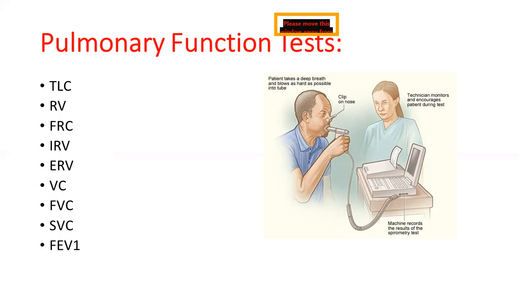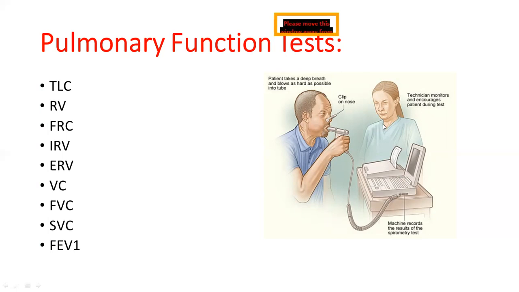Another topic is pulmonary function test. In this image, this is the patient and this is the technician and this is the recording machine, and this instrument is the spirometer. This is called spirometer, and this is the nozzle clip. The patient takes a deep breath and blows as hard as possible into the tube, and this machine records the readings.